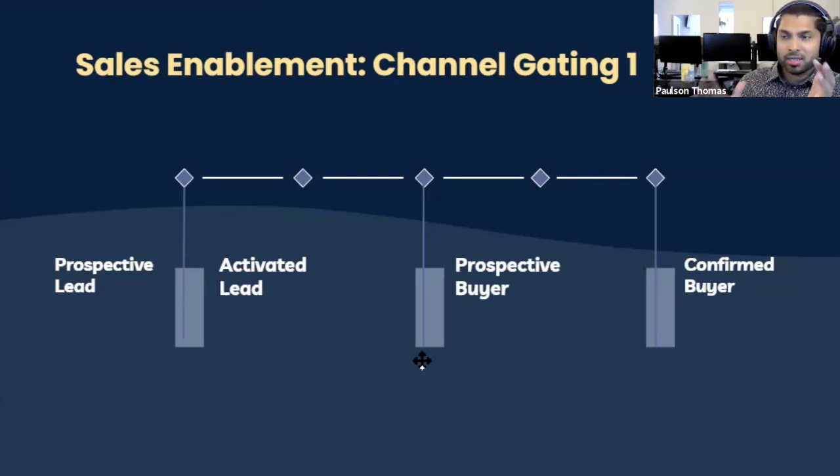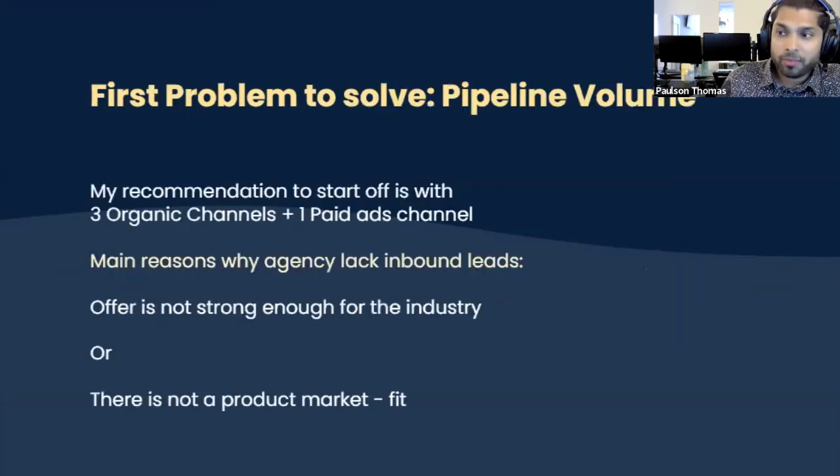Most agencies do not know how to measure their pipeline because they think a lead is a lead, just like how we think of leads for our customers. And that's not the same thing. You want to make sure they're activated leads, activated confirmed buyers, okay? So the first thing you want to solve is pipeline volume. That means you need to get into a world of inbound leads for your business. Inbound, inbound, inbound. How do you do that?